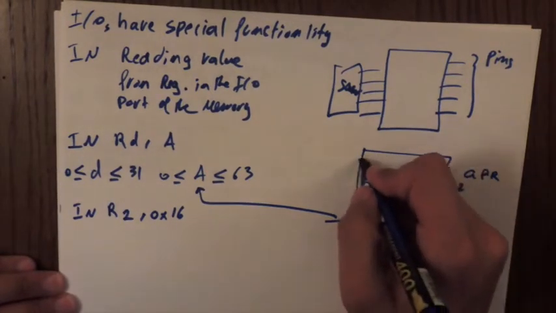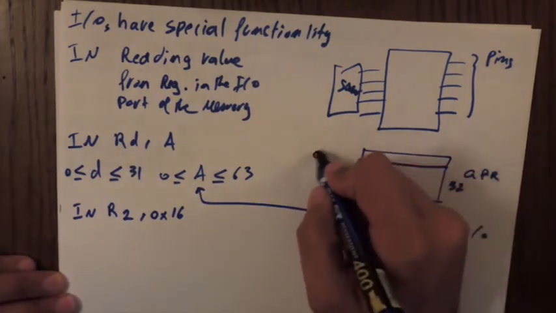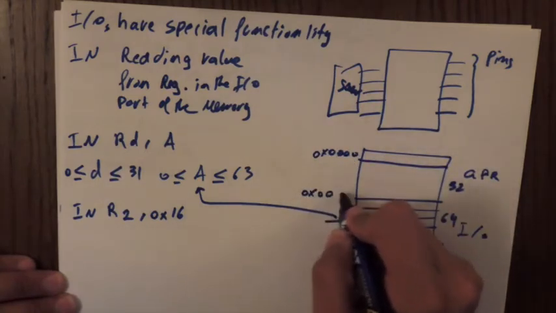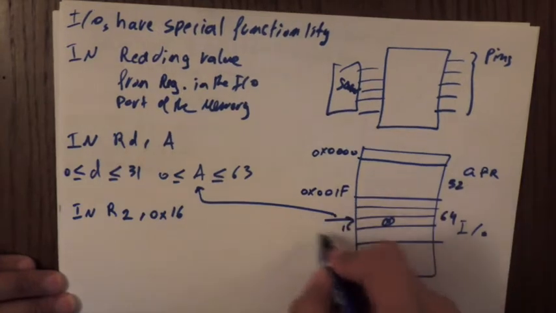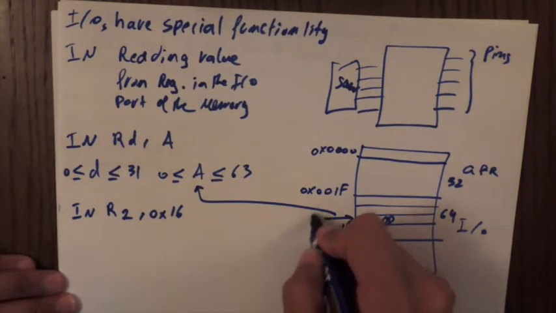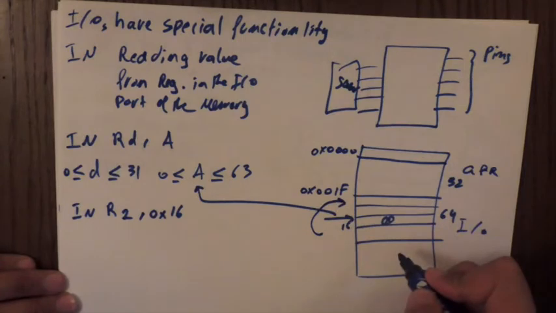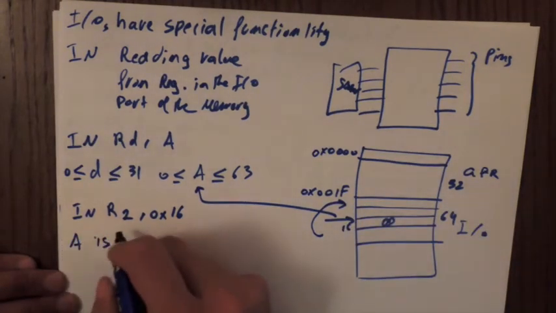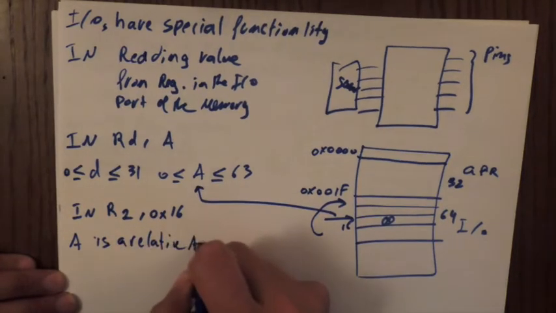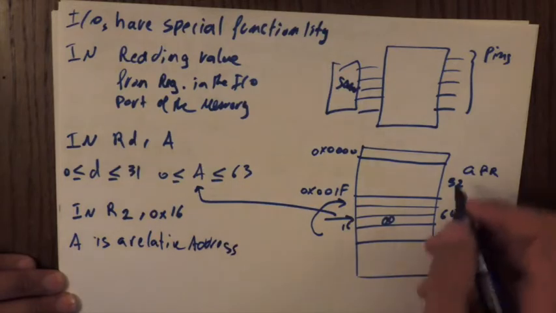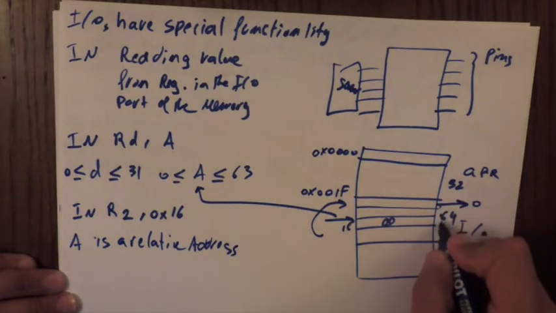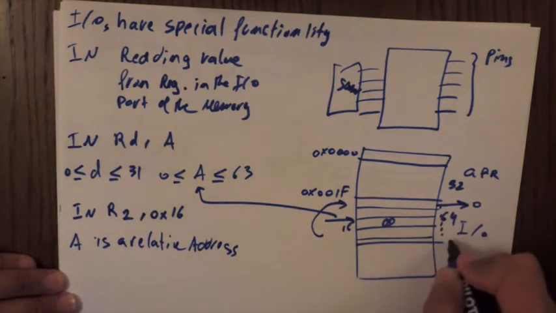Now here you might tell me, okay, wait. Here we go from 0x0000 till 0x001F. So actually this 16 is relative to this location. So what A is, is a relative address. So we start counting from here, 0, and we go all the way to 63.